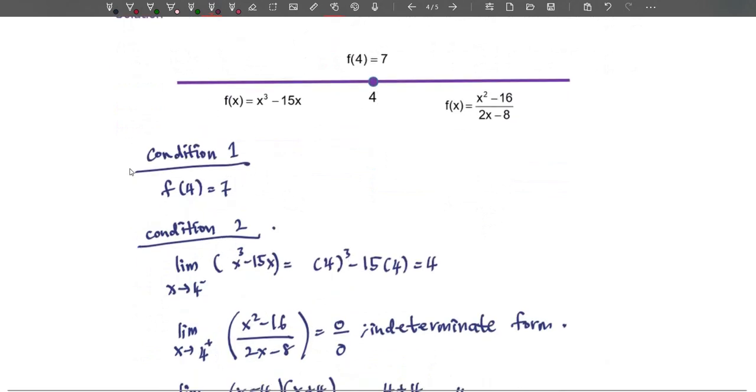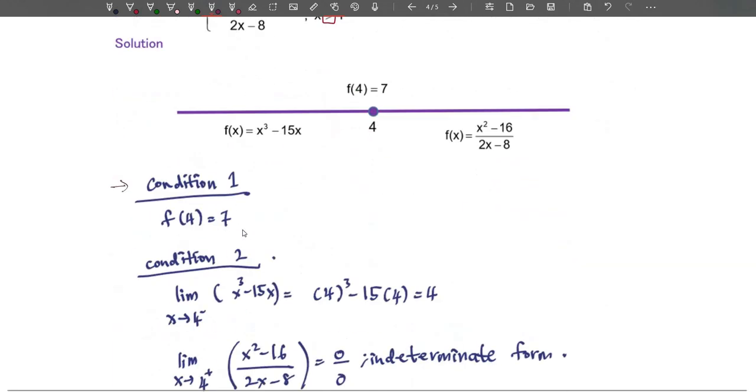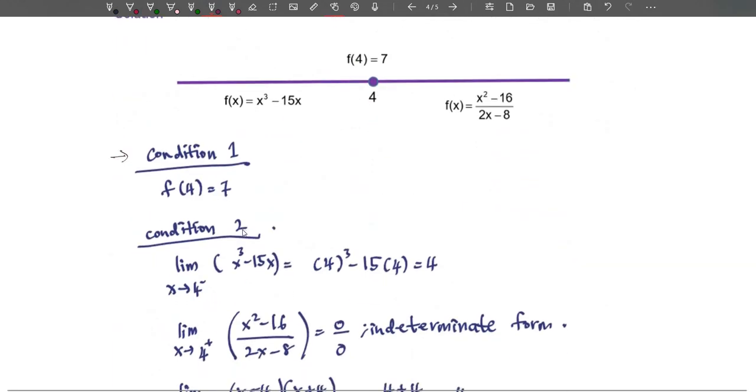The conditions. The first condition would be to determine whether f(4) is defined. So f(4) is equal to 7. That's why here f(4) equals 7. It is a constant. There is no x for us to substitute the value, so let it be constant.